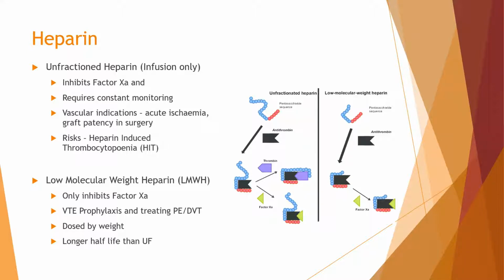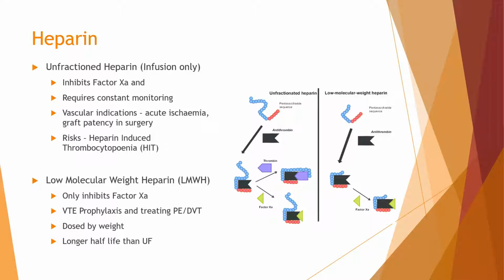Some of the indications for unfractioned heparin today are if someone has an acutely ischemic limb, if they have a particularly large pulmonary embolism such as a saddle embolism, and also unfractioned heparin is used in surgery to maintain patency of arterial grafts.